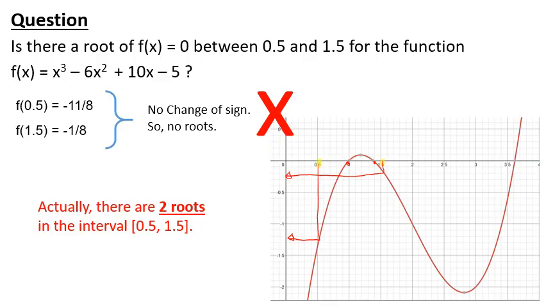This one did in fact go up through the x-axis, but then turned and came back down through the x-axis, back into the negative y region. So this graph actually had two roots in that interval. So what we need to talk about next is, when does this change of sign rule work? When is it okay to say that if there's no change of sign, there are no roots, and if there is a change of sign, there is a root? When does that work and when does it not? Let's investigate a little further.